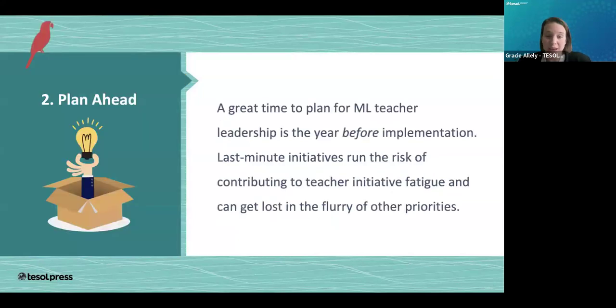The second is to plan ahead. A great time to plan for ML teacher leadership is the year before implementation. Last-minute initiatives run the risk of contributing to teacher initiative fatigue and can get lost in the flurry of your other priorities. So it's very much a plan ahead, start small.